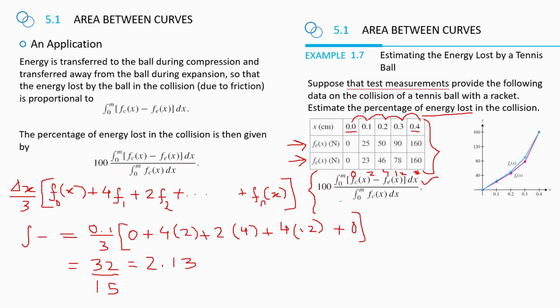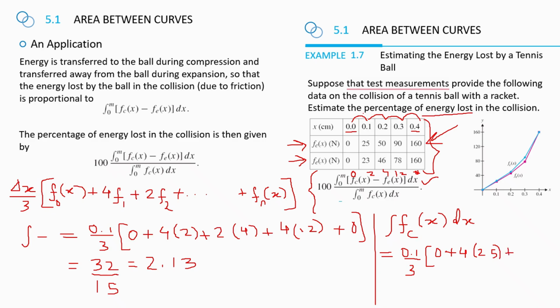Now let's continue with the denominator, the integral 0 to m of fc(x) dx. Be careful when you are focusing on the rows. fc(x) dx is nothing but the second row. The same Simpson's rule will be applied. And what is your delta x here? 0.1 over 3. And what's your first number? 0, so keep it as it is. Now your second value is 25, so 4 times 25.